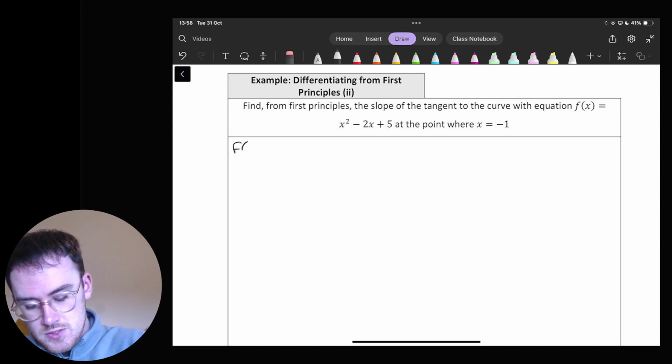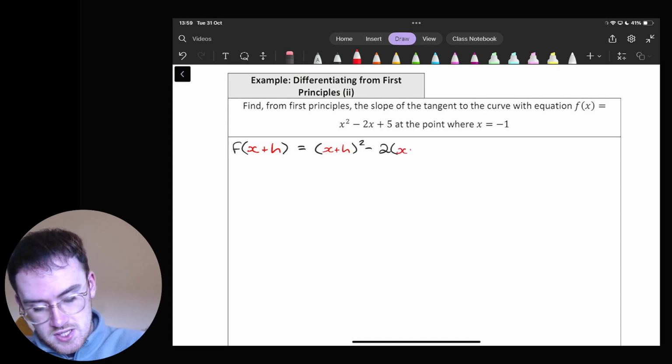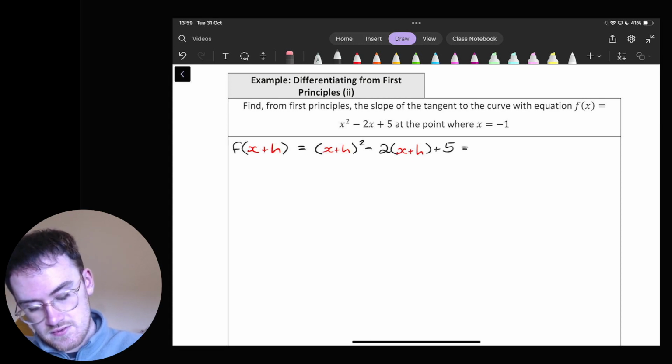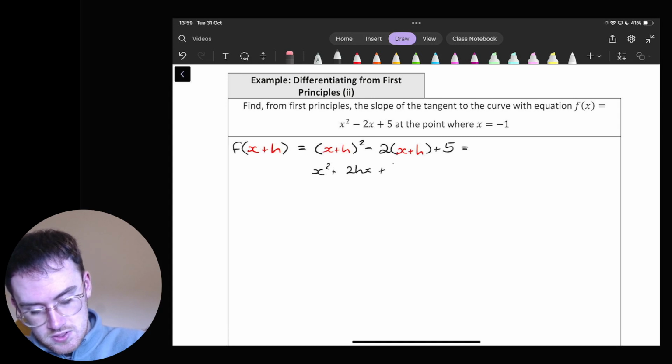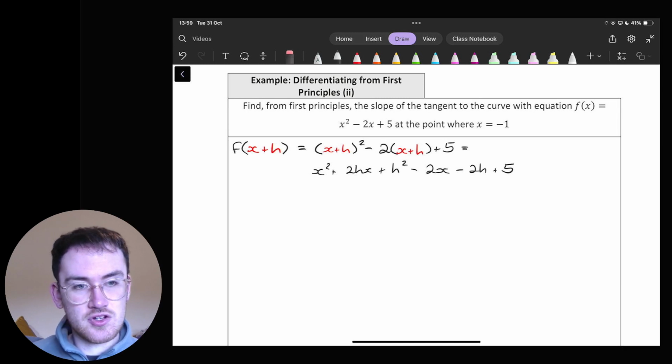Let's start the same way as we've done the previous two. We're going to start by finding f of x plus h. So subbing in, f of x plus h gives me x plus h squared minus 2 times x plus h plus 5. So let's finish this out. x squared plus 2hx plus h squared minus 2x minus 2h plus 5. And I can't really simplify that down any further.